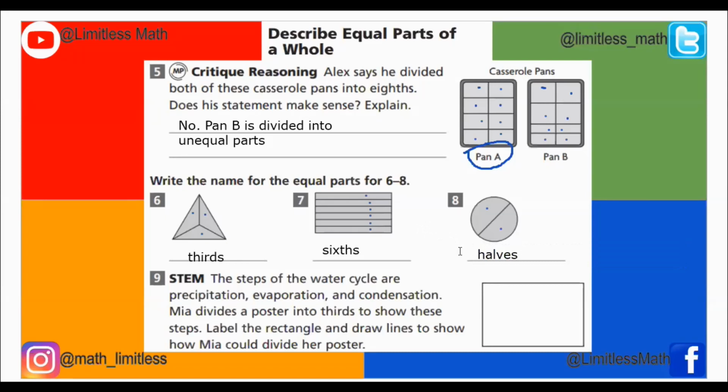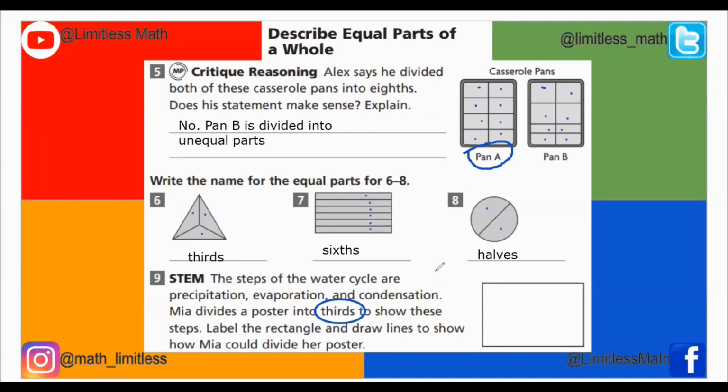Question 9. The steps of a water cycle are precipitation, evaporation, and condensation. Mia divides a poster into thirds to show these steps. Label the rectangle and draw lines to show how Mia could divide her poster. So we can see from the problem that we need to divide her poster into thirds. Thirds means we need 3 equal parts.